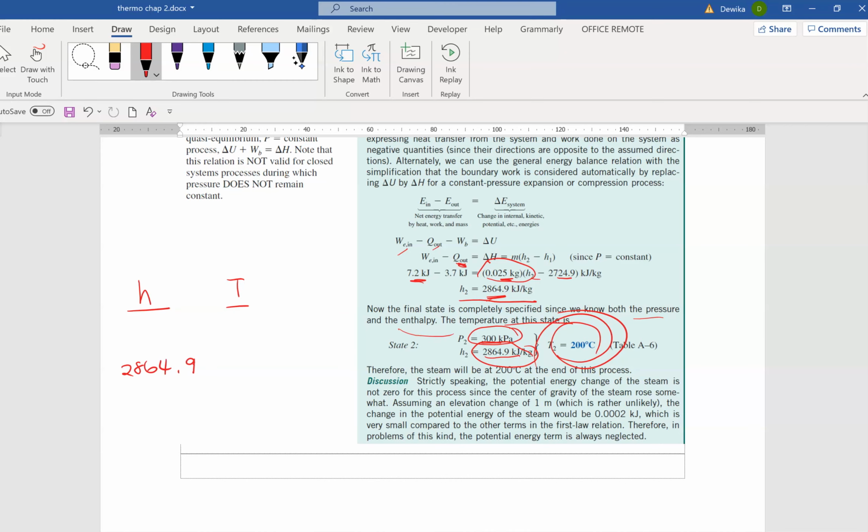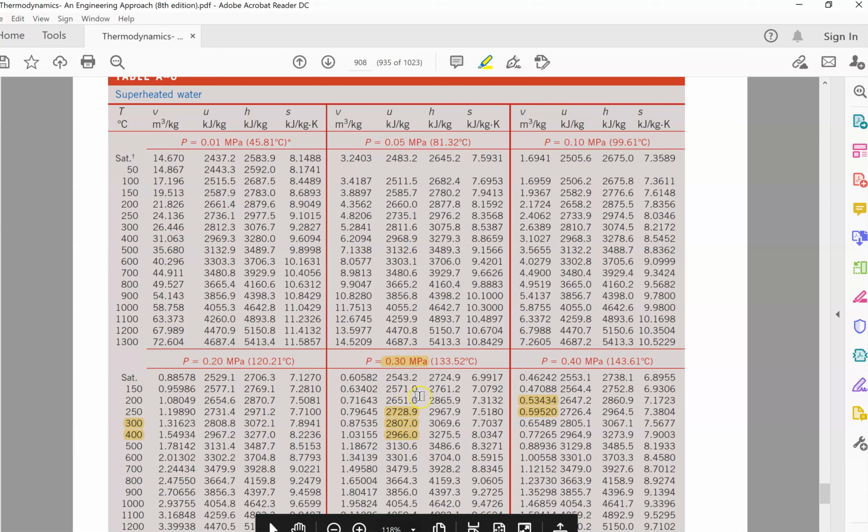2864.9, okay, which you don't know. X is the temperature. Your H value for 300 is 2807. 2807 is 300 degrees C. Then you have 2966 for 400. So you need to find the missing X value.